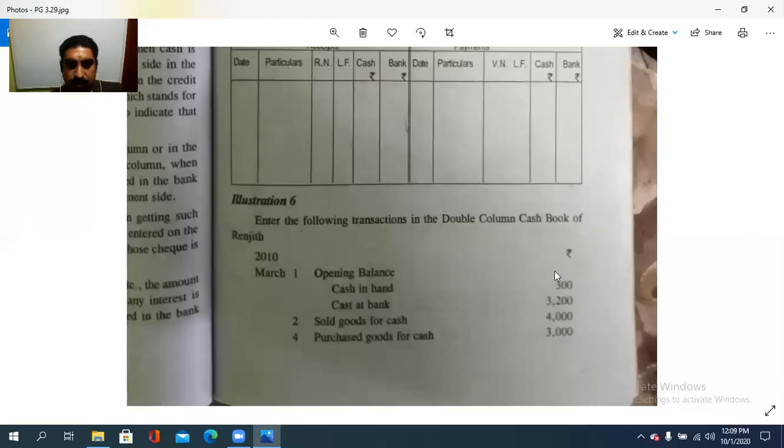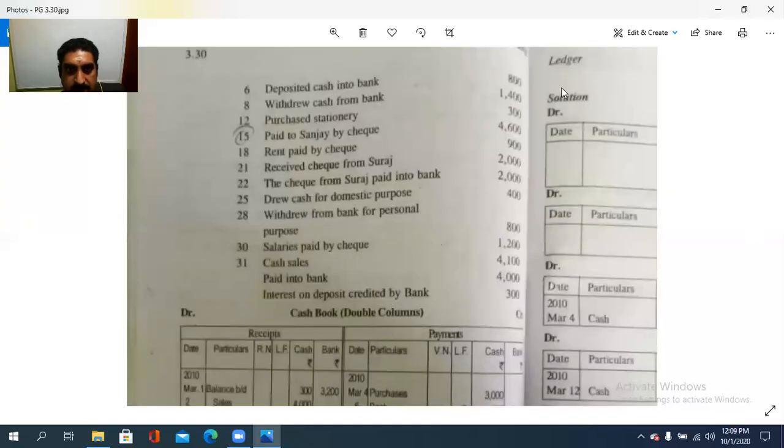Illustration 6. Enter the following transactions in the double column cash book. Opening balance, cash in hand and cash at bank. Sold goods for cash 4,000. Purchased goods for cash 3,000. Then deposited cash into bank, withdrew cash from bank, purchased stationery, paid to Sanjay by cheque, rent paid by cheque, received a cheque from Suraj, cheque from Suraj paid into bank, drew cash for domestic purpose, withdrew from bank for personal purpose, salaries paid by cheque, cash sales paid into bank, interest on deposit credited by the bank. So from this we need to prepare.